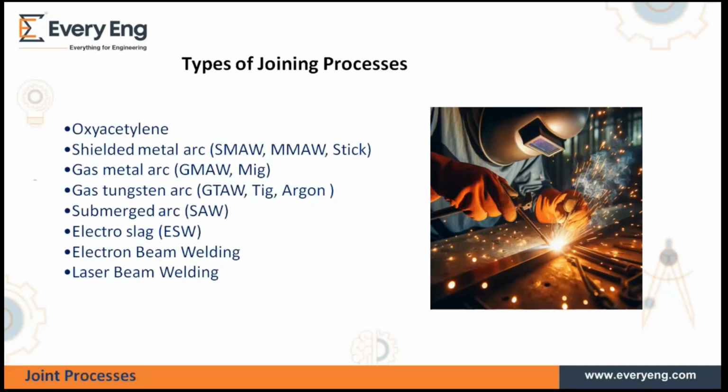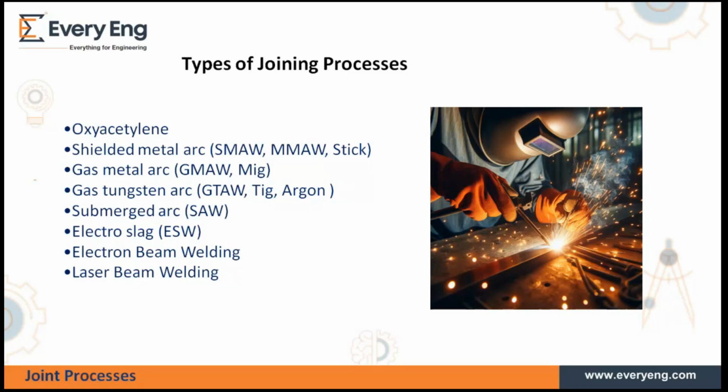So, the welding process. You all may be aware of how many types of welding processes there are. Welding is generally used to join two metals. There are different types of welding available. One is oxyacetylene, which in layman's language we call gas welding. Another is shielded metal arc welding, then gas metal arc welding, and GTAW, that is gas tungsten arc welding.